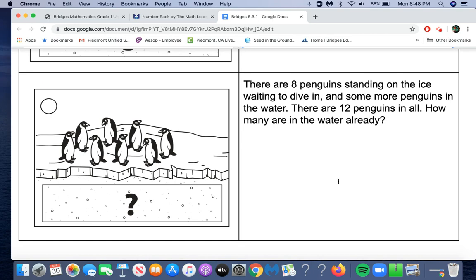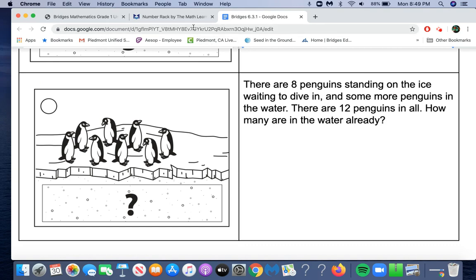There are 8 penguins standing on the ice waiting to dive in. And some more penguins in the water. Ooh, some more penguins are in the water. There's a question mark right there. They don't want you to know how many. Or maybe that's what they want you to figure out. It's not that they don't want you to. They want you to figure it out. But wait, they tell us more. So there are 8 penguins standing on the ice, waiting to dive in, some more in the water. Important part coming up. There are 12 penguins in all. How many are in the water already?